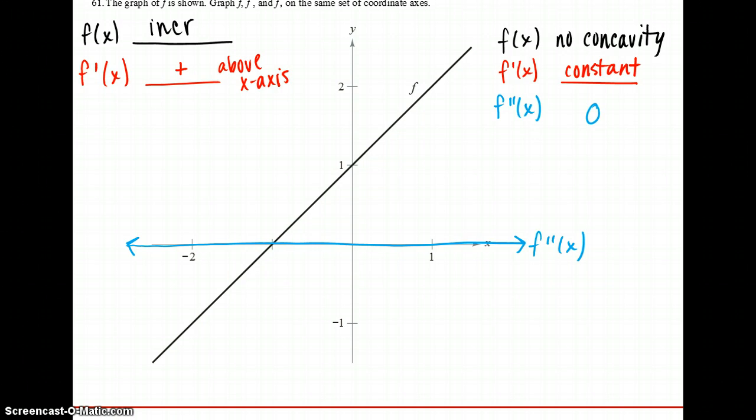Now what's the first derivative? It's the slope of the tangent lines. So if I look at this graph and I were to ask you what's the slope at every single line tangent to the function, it would just be 1. So the graph of my first derivative would be a horizontal line through 1.